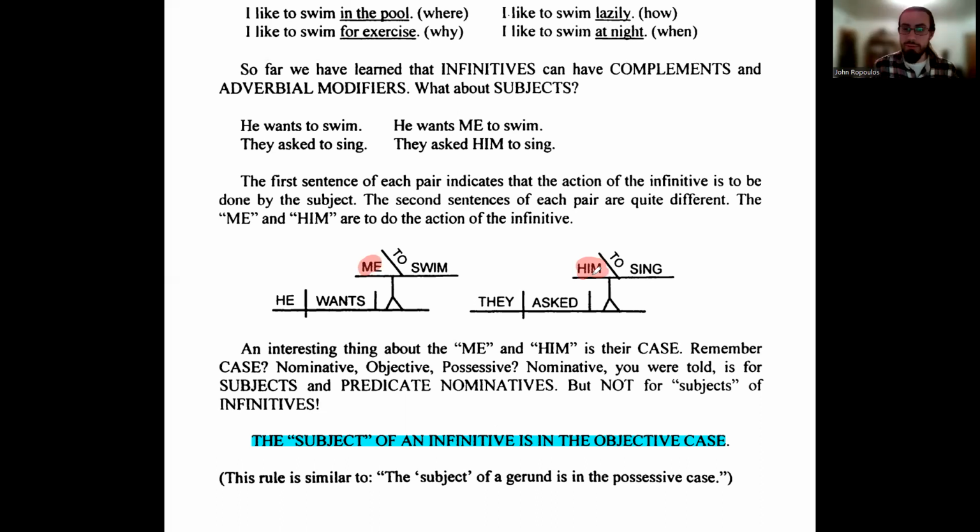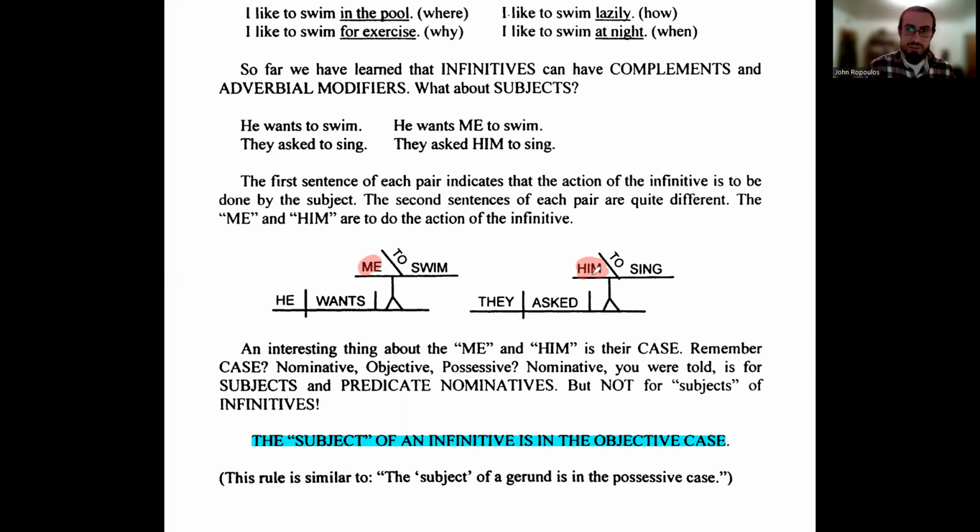An interesting thing about the me and him is their case. Remember case: nominative, objective, possessive. Nominative, you were told, is for subjects and predicate nominatives, but not for subjects of infinitives. The subject of an infinitive is in the objective case. The rule is similar to the subject of a gerund being in the possessive case, okay? And you think about it.